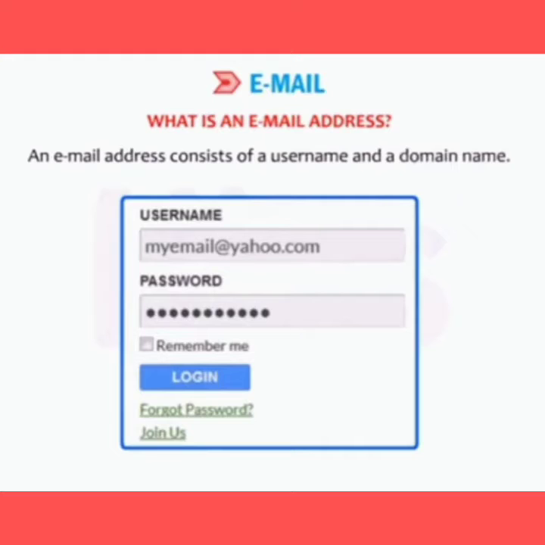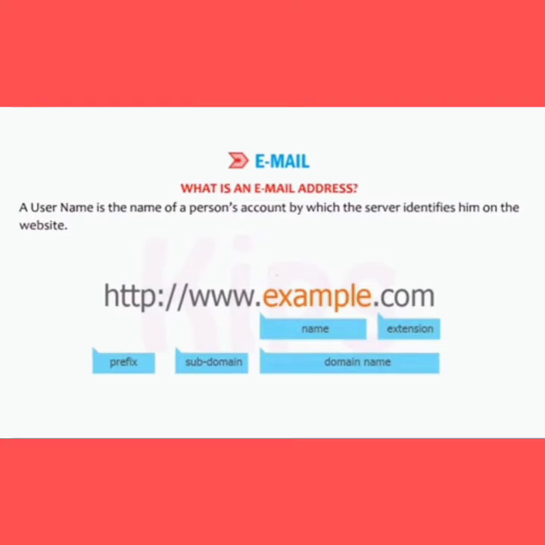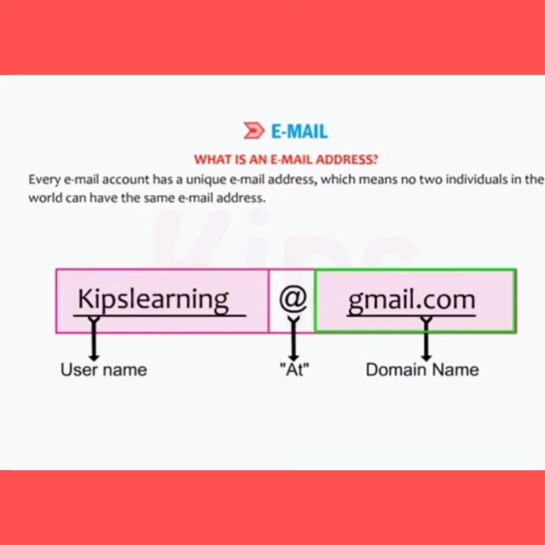Now, what is an email address? An email address consists of a username and a domain name. Here you can see username is given and password is here. A username is the name of a person's account by which the server identifies him on the website. Every email account has a unique email address, which means no two individuals in the world can have the same email address. For example, Kips Learning is a username, @gmail.com. Gmail.com is the domain name.